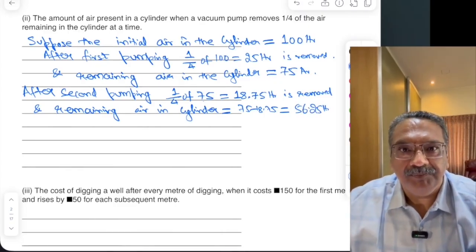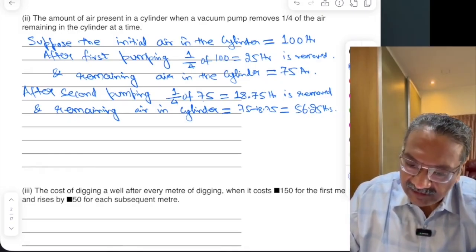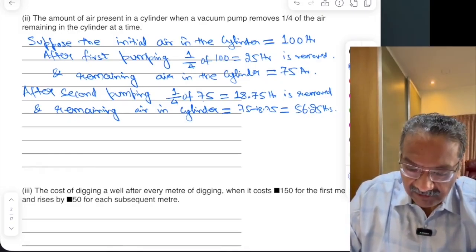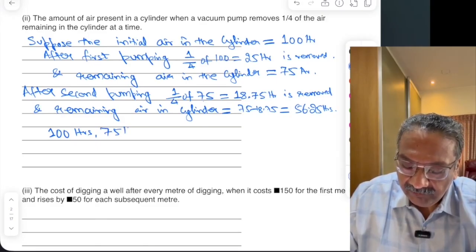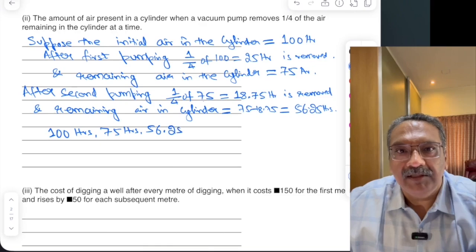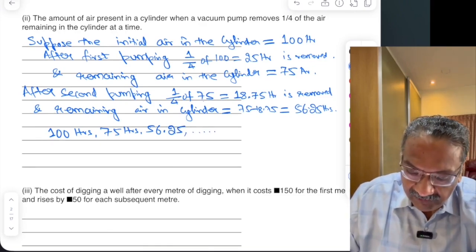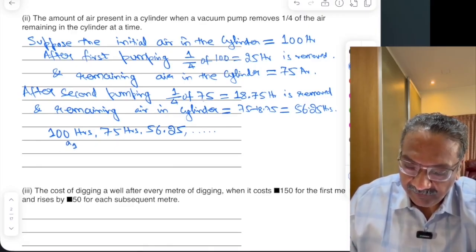So let us write the sequence of the numbers. First, how much was present? First it was 100 liters. Next it was 75 liters. After that the remaining, this one will be 56.25 and so on. Does this form an AP? Let us see. Now this will be A1, this will be A2, and this will be A3.